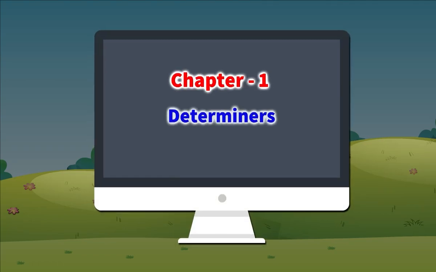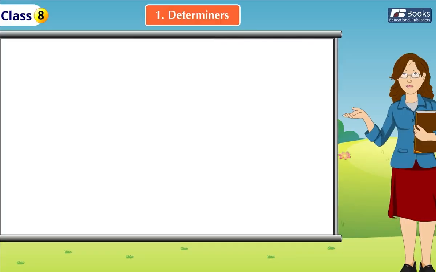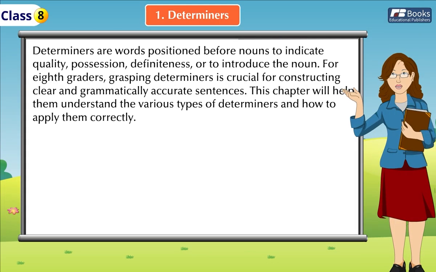Chapter 1. Determiners. Determiners are words positioned before nouns to indicate quality, possession, definiteness, or to introduce the noun. For 8th graders, grasping determiners is crucial for constructing clear and grammatically accurate sentences. This chapter will help them understand the various types of determiners and how to apply them correctly.